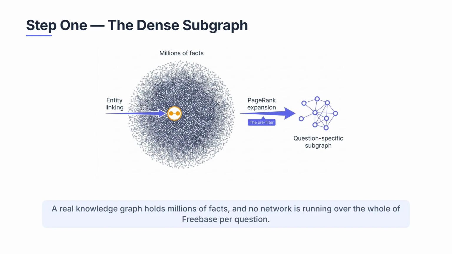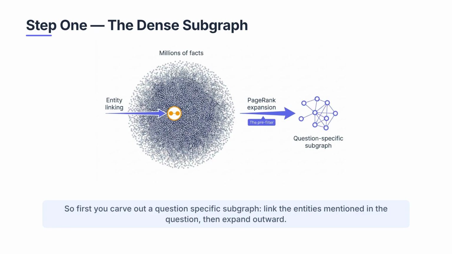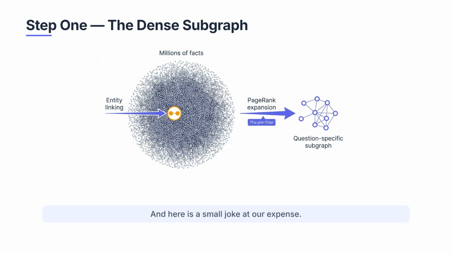A real knowledge graph holds millions of facts, and no network is running over the whole of Freebase per question. So first, you carve out a question-specific subgraph: link the entities mentioned in the question, then expand outward. And here is a small joke at our expense. That expansion uses the PageRank algorithm. The technique Course 1 spent a whole module on has not been replaced. It has been demoted to the pre-filter the learned part sits on top of.